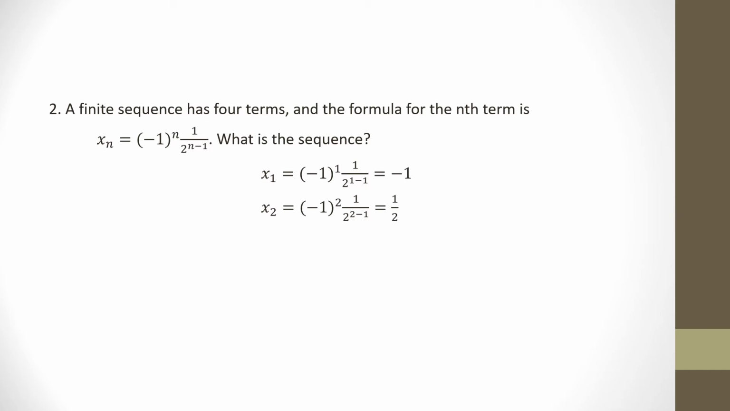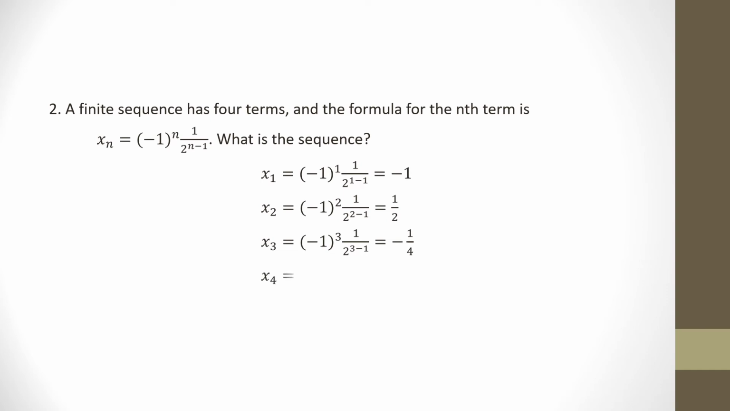So, 2 minus 1 is 1. So, 2 raised to 1, that's 2. So, 1 half na to, tandaan nyo. And then, negative 1 squared is positive 1. So, 1 times 1 half is 1 half. Next, x of 3 is equal to negative 1 raised to 3 times 1 over 2 raised to 3 minus 1. So, computing this, you will get negative 1/4.